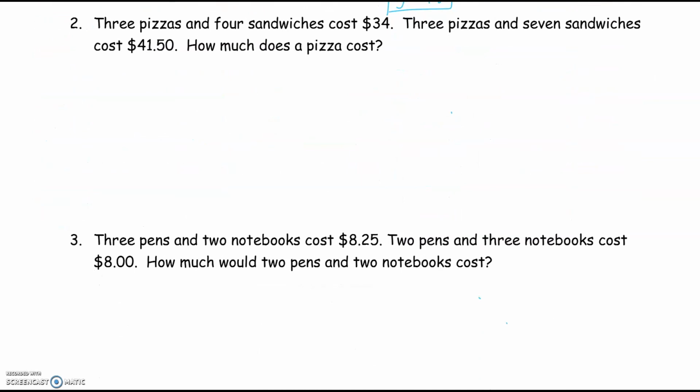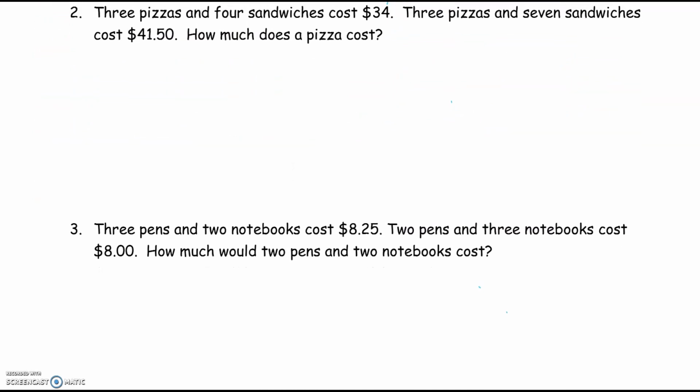3 pizzas and 4 sandwiches cost $34. 3 pizzas and 7 sandwiches cost $41.50. How much does a pizza cost? I'm going to let P equal number of pizzas and S equal number of sandwiches.